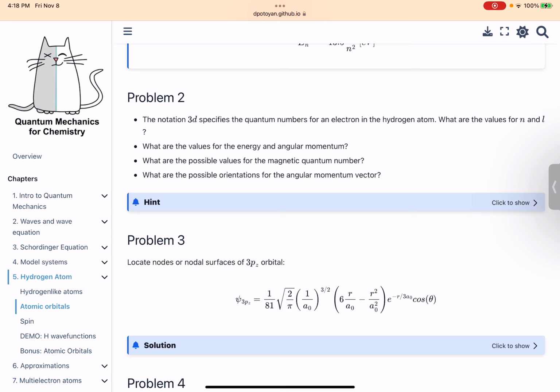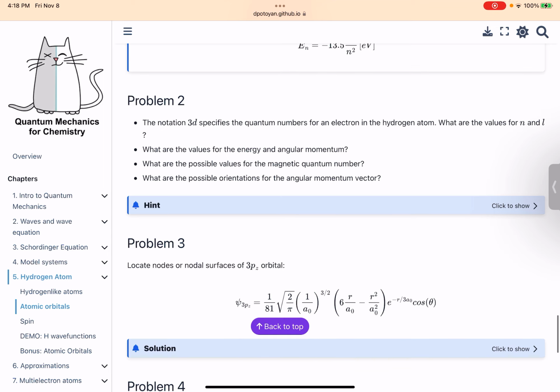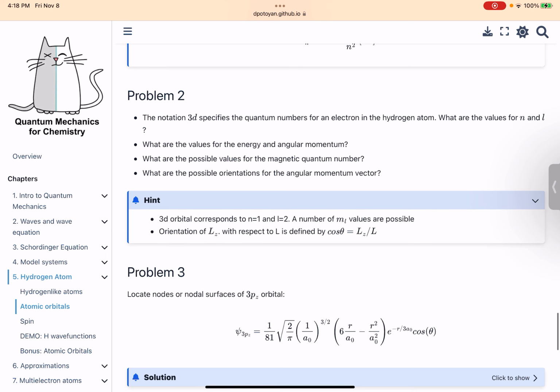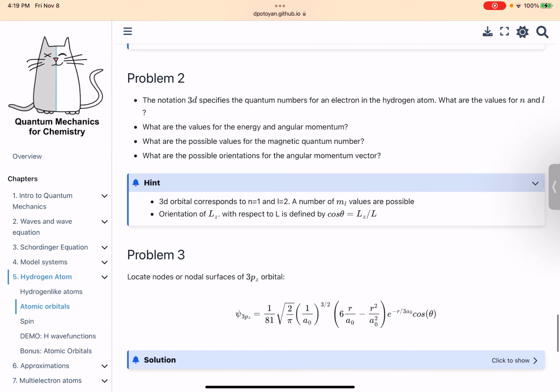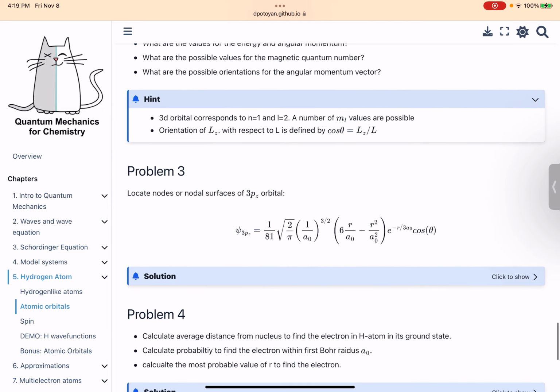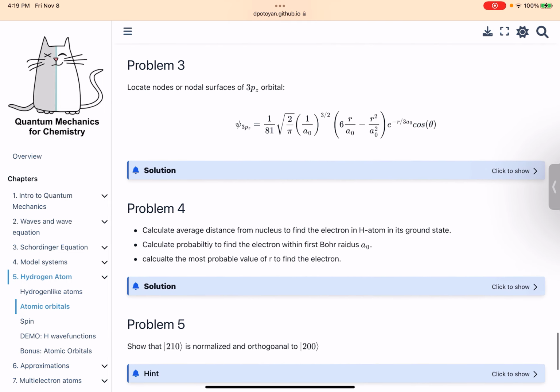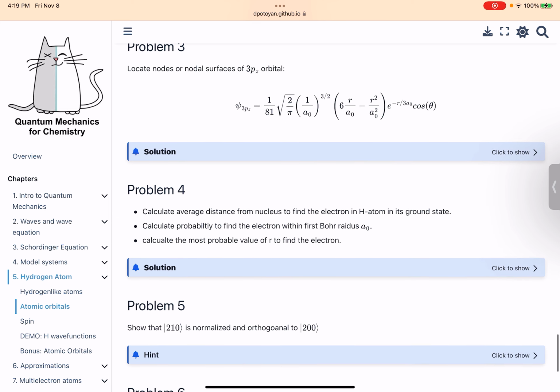And you have some other problems about the values of the angular momentum. So this is again something that we've seen in the rigid rotor problem. And here, you can also solve them, right? So the ML takes the values from minus L all the way to plus L, and the last one is asking about the orientation. This is basically a vector object. It's L divided by L cosine theta. It's kind of an unimportant problem, this one. All right, so problem 3 is more interesting, right? It's asking you to locate the nodes.